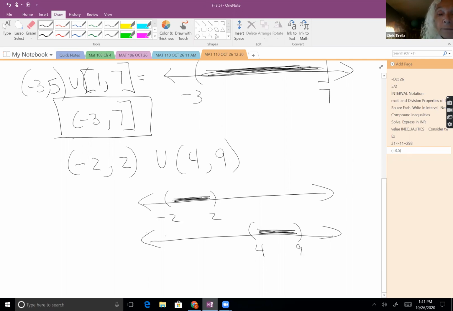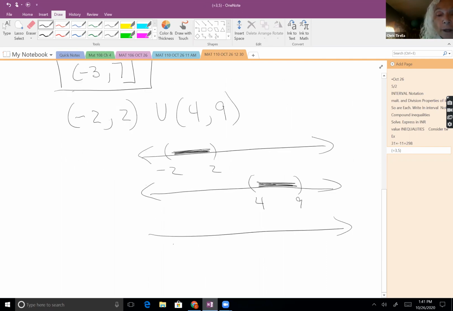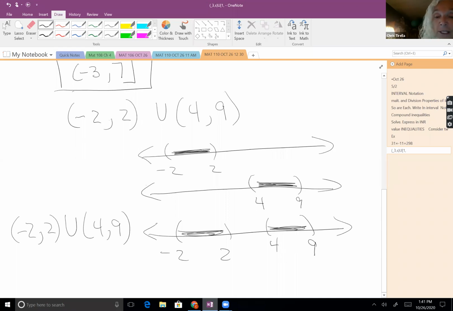When I put them together, there's no overlap, right? When I put them together on one number line, I've got these two disjoint pieces. They have nothing in common. And so this one, the final answer would just be -2 to 2 union 4 to 9. I can't condense it at all. Do you see the difference between this example and this example?